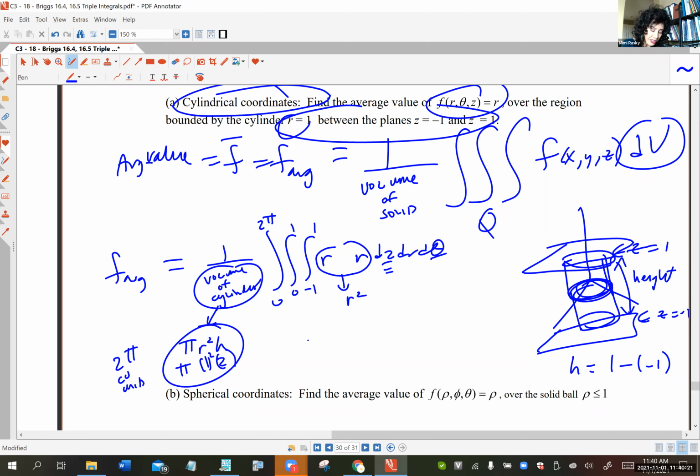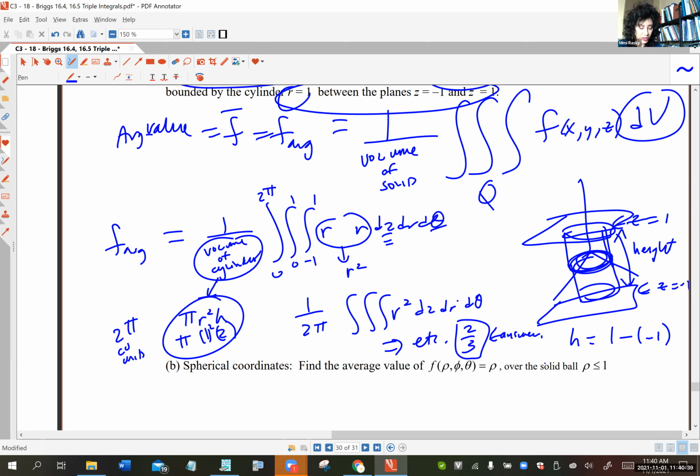Okay? So you'd have 1 over 2 pi. And then you would do this integral here. And then you'd finish it out. I think you can finish it out. I'll just put etc. Your final answer is 2/3. Okay? If you do everything, it's an easy triple integral to do.